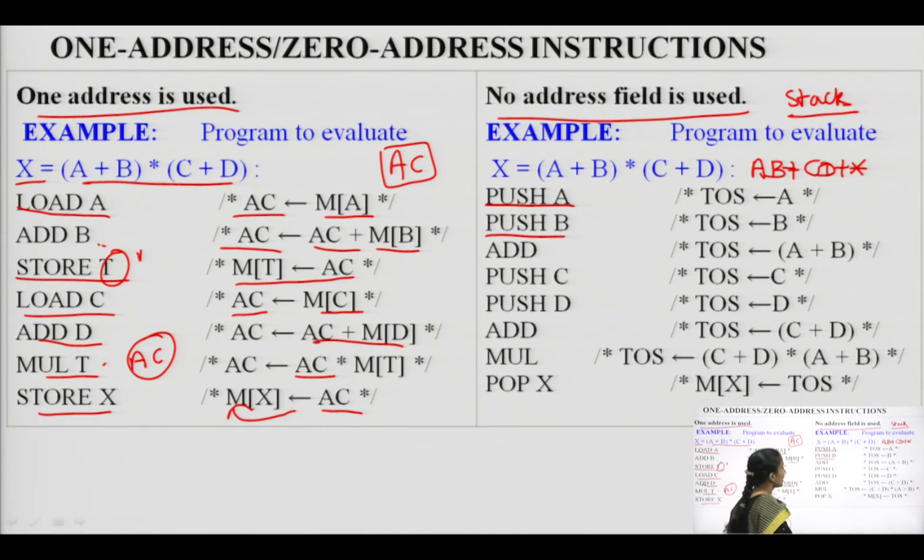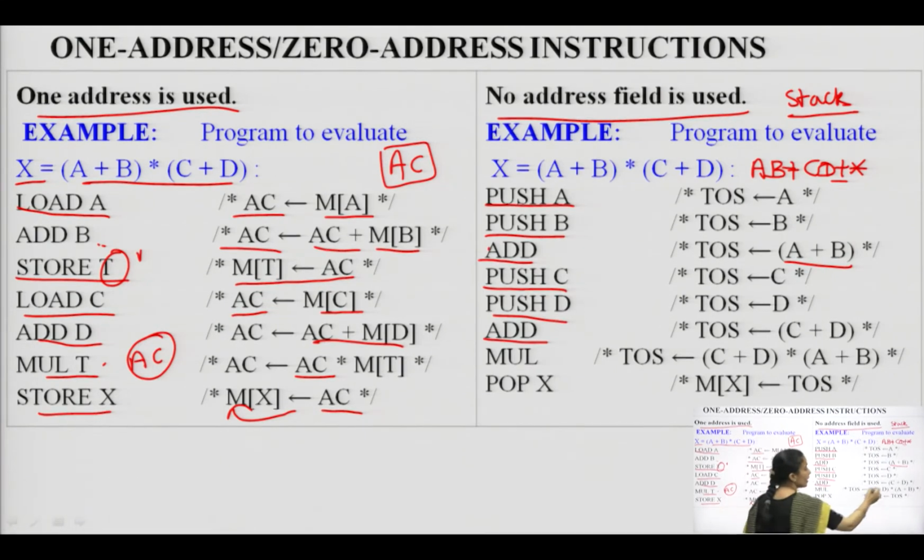So, A and B are pushed because they are operands. Then, the third symbol we find is plus, that is add. So, add will be performed between A and B. Then C and D will be pushed automatically onto the top of the stack. I need not specify any address. Then again plus is there, so addition will be performed.